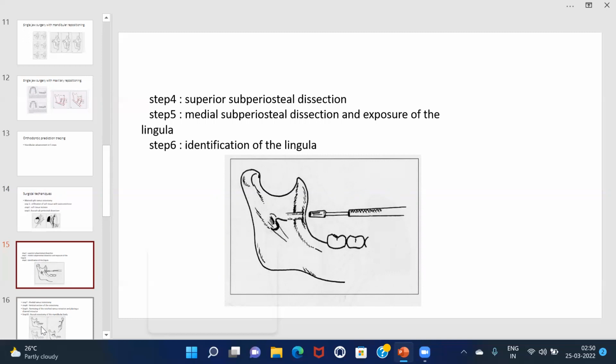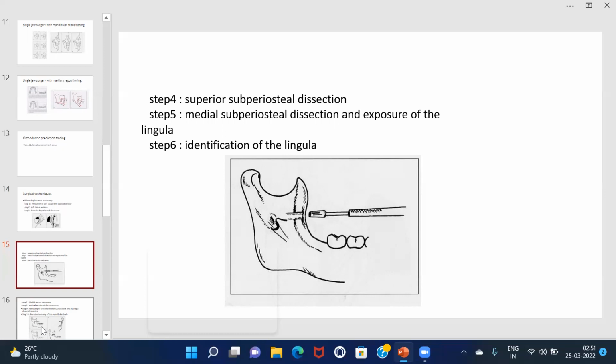Start the dissection from the internal oblique ridge above and then dissect inferior to the region of the lingula. The lingula must be carefully identified and well visualized. In step 6, identification of the lingula, the medial osteotomy should never be performed without positive identification of the lingula.